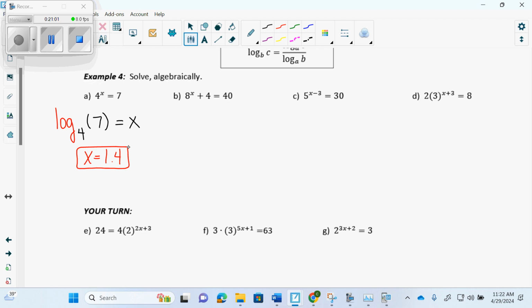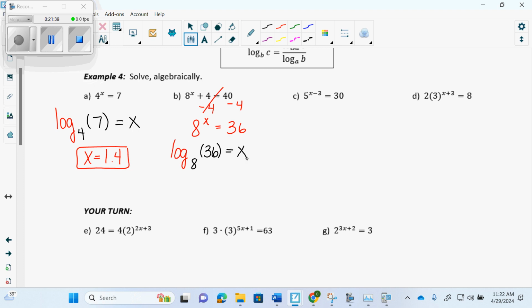Okay, guys, B, what's my problem? 4 pieces of information. What am I going to have to do? Divide that 4. Then I'm going to have 8 to the power of x equals 36. Then what am I going to do? Convert it to a log. So I get log base 8. What goes beside it? 36, and it equals x.